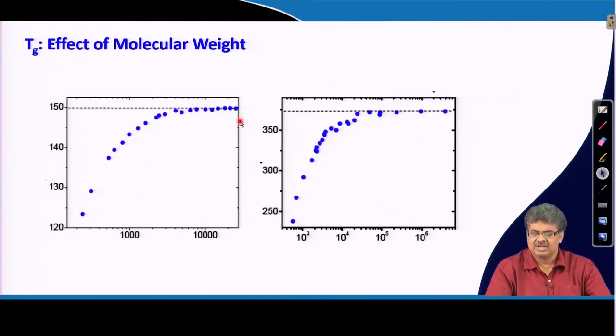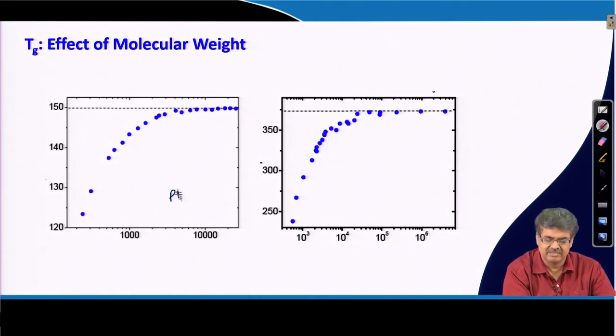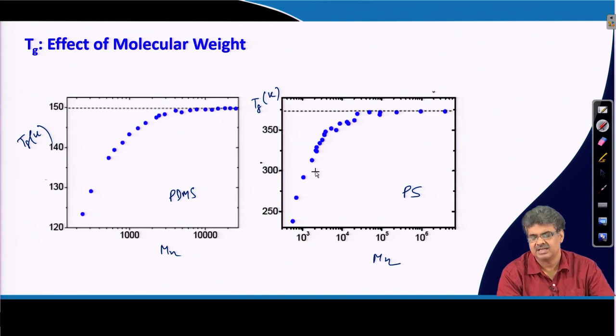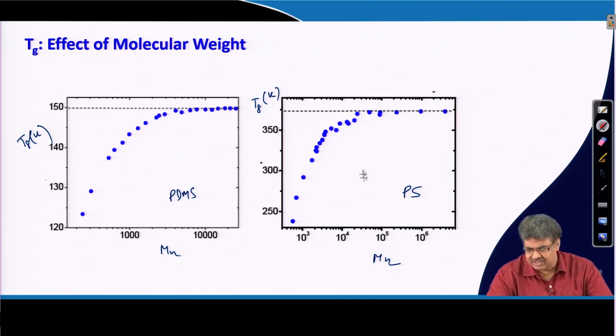If we plot, like in this case it is shown for PDMS, polydimethyl siloxane and polystyrene, this is Tg in Kelvin, and this is Mn. So, as you can see, as you increase the molecular weight, Tg goes up, and beyond a certain molecular weight, it actually levels off, there is no change in Tg value. You can see that this value is about say 8000, 9000, 5000, in this case about 10000, and in all practical purposes we deal with molecular weight above this limiting molecular weight.